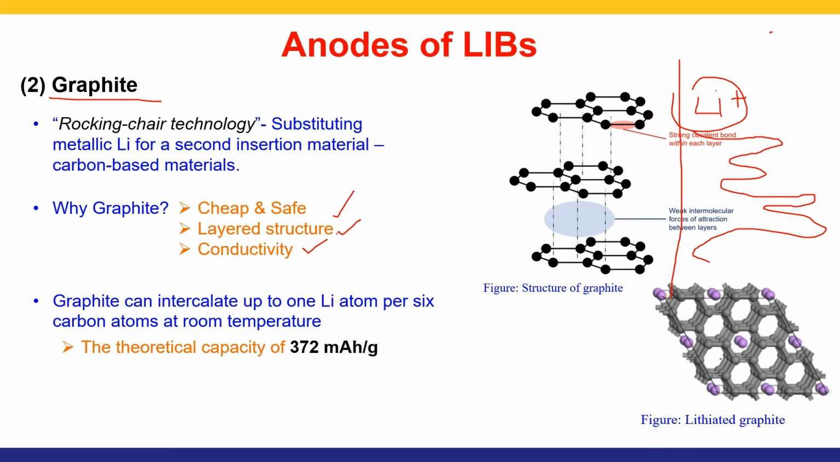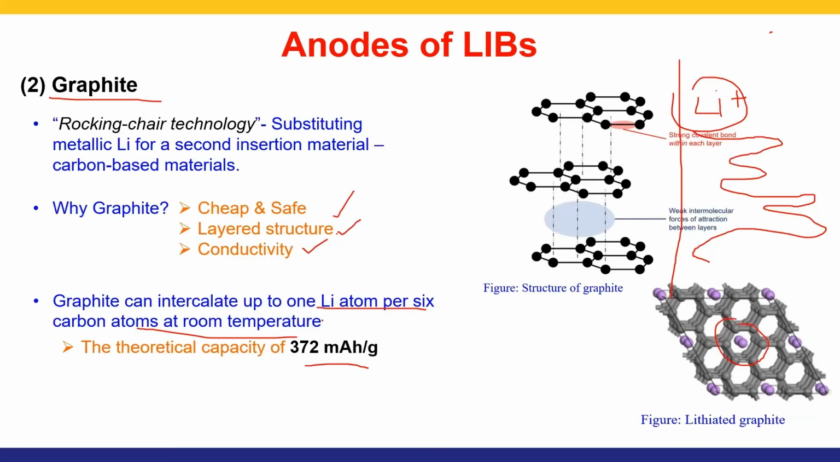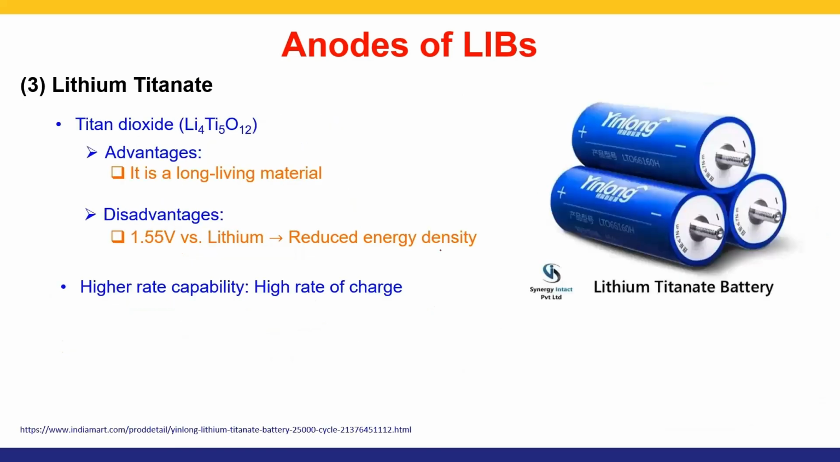Every 6 carbons can store 1 lithium ion, and we already went through the question with you in part 2, how to calculate the specific capacity of graphite. Compared with metallic lithium, graphite has a specific capacity lower by about 10 times. However, compared to the cathode of lithium-ion battery, the capacity of anode, for example graphite, is significantly higher than it. And then we come to lithium titanate, which is a long-living material.